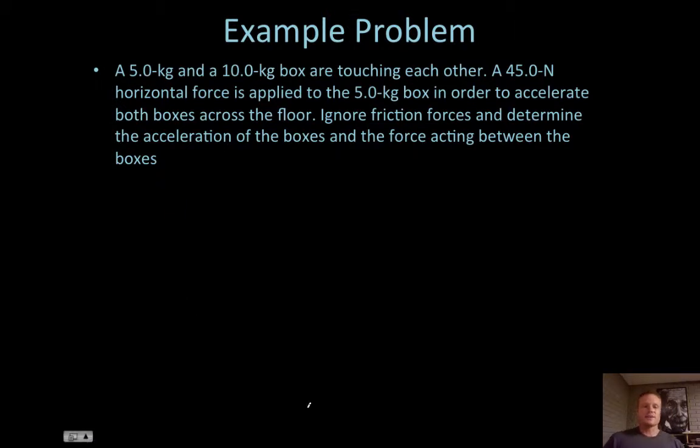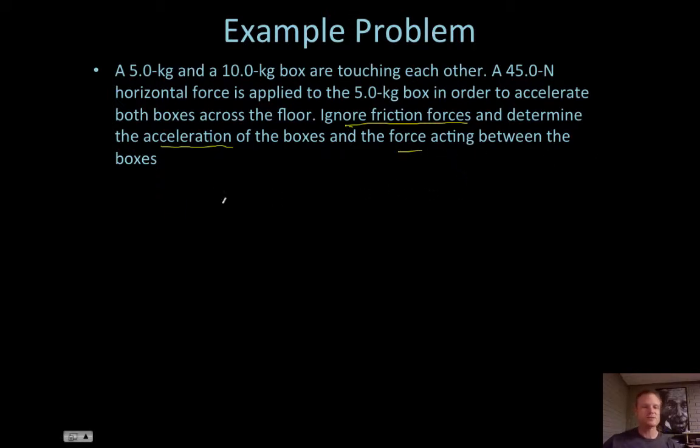It says a 5 kilogram and 10 kilogram box are touching each other. A 45 Newton horizontal force is applied to the 5 kilogram box in order to accelerate both boxes across the floor. Ignore friction forces, so we aren't worried about friction forces, and determine the acceleration of the boxes and the force acting between the boxes.